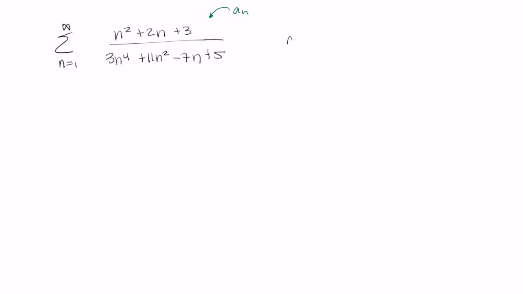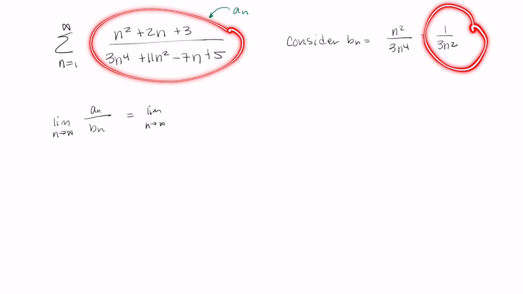Okay, so let's begin. Consider b sub n equals, and let's just use the leading coefficients on the numerator and denominator, that is n squared over 3n to the fourth. This is equal to 1 over 3n squared. Now we can apply the limit comparison test, that is the limit as n approaches infinity of a sub n over b sub n. Well, that is equal to the limit as n approaches infinity of this rational expression divided by this rational expression.